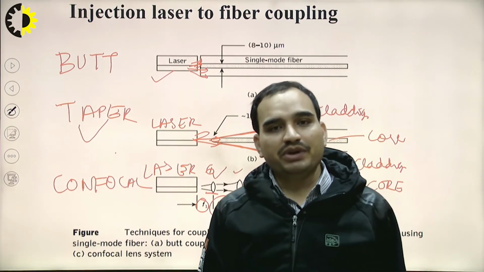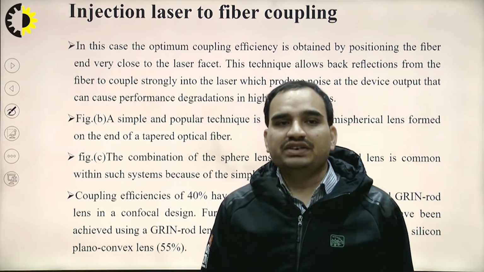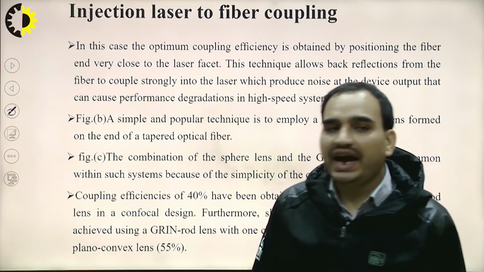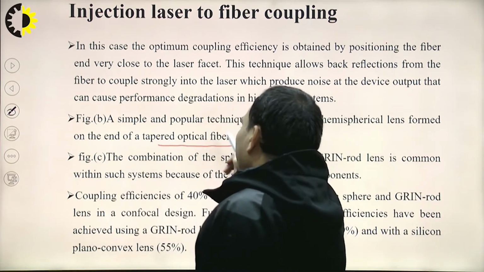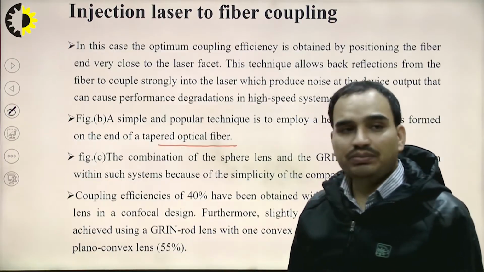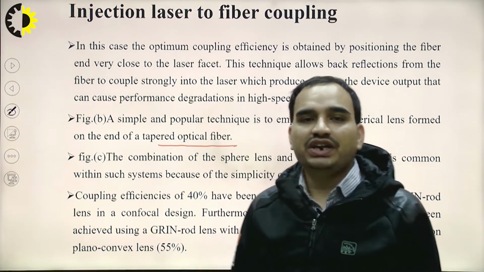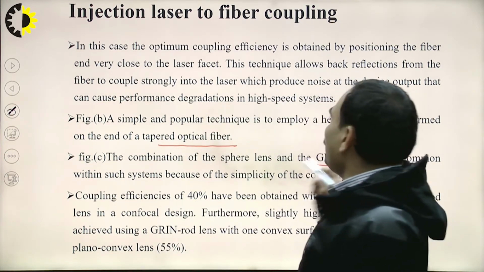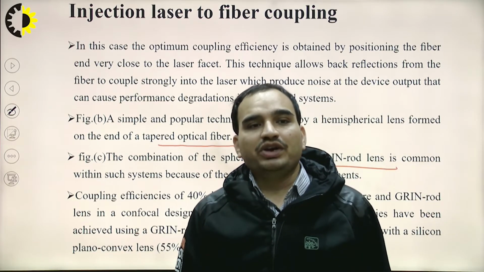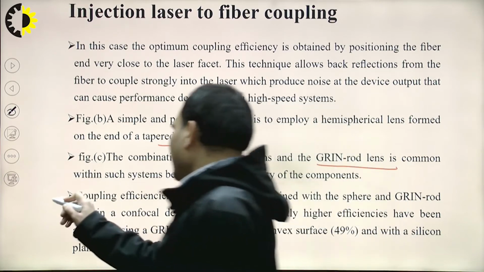In figure B, as we have seen, that is about the tapered hemispherical fiber coupling. A simple and popular technique is to employ a hemispherical lens formed on the end of the tapered optical fiber. And the third figure is a confocal lens system. In this, the combination of the sphere lens and the graded-index rod lens is common within such systems because of the simplicity of the components. And the third one is the coupling efficiency.